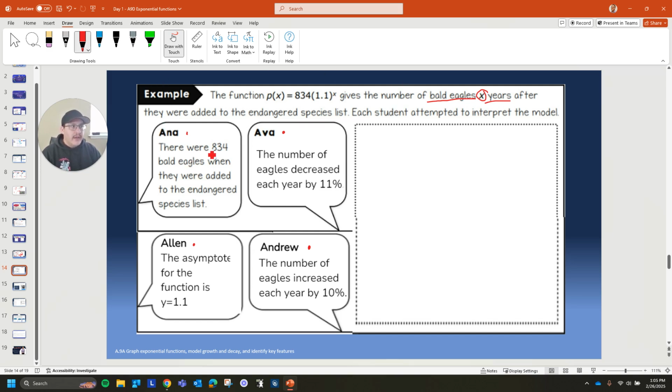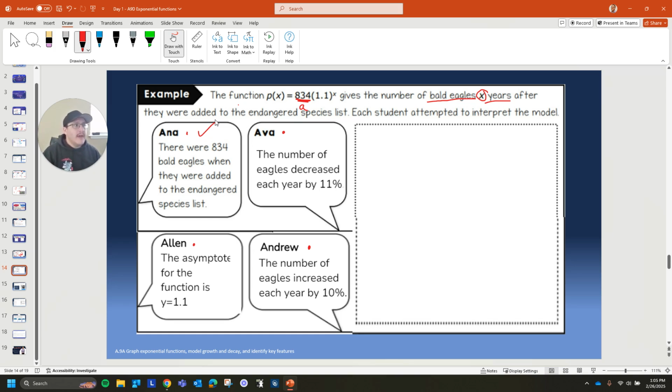So Anna says there were 834 bald eagles when they were added to the endangered species list. Well, let's look at where the 834 is here on the function. 834 is our A value, which is our starting position, where they start. So we can safely say that 834 is how much they start with. In this case, the number of bald eagles after X years, in this case 0. So there were 834 bald eagles when they were added to the endangered species list. True. For right now, this is true.